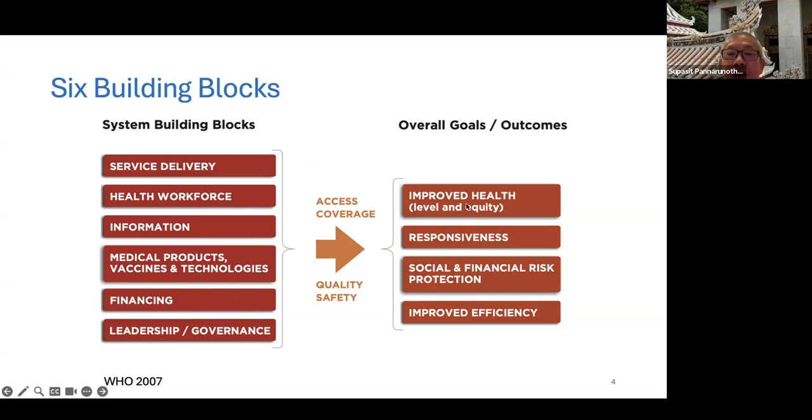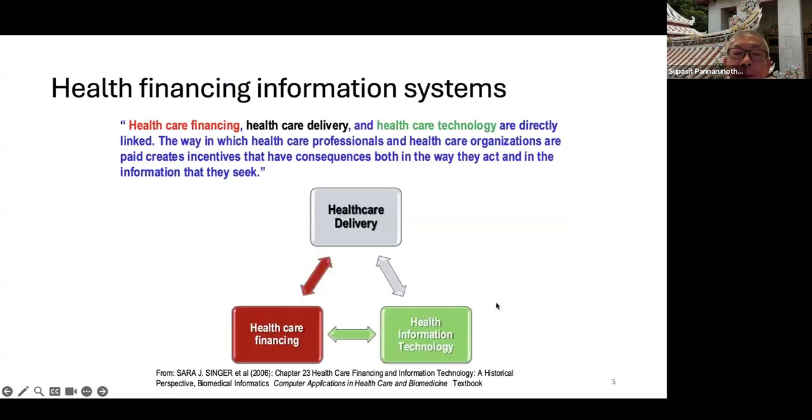This is to achieve the highest attainable level of health, and also its distribution to all segments of the population, with responsiveness and social and financial risk protection, and with the highest efficiency of the total health system. This slide, I got it from Dr. Bunchai, chair of the AHIN. Yeah. So this is the linkage.